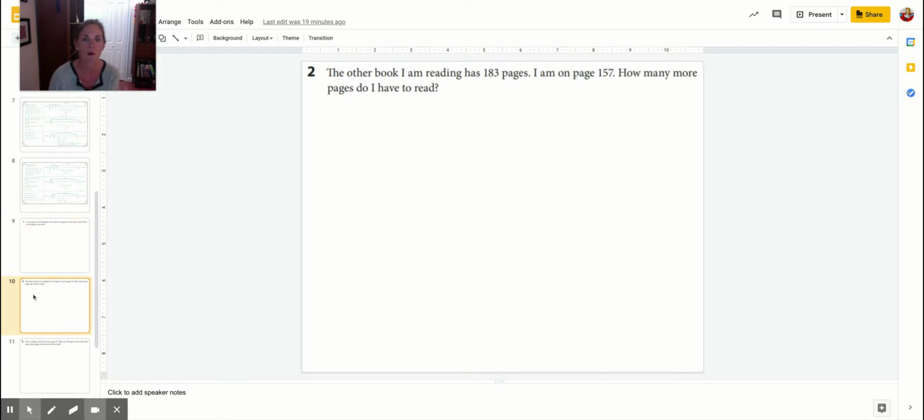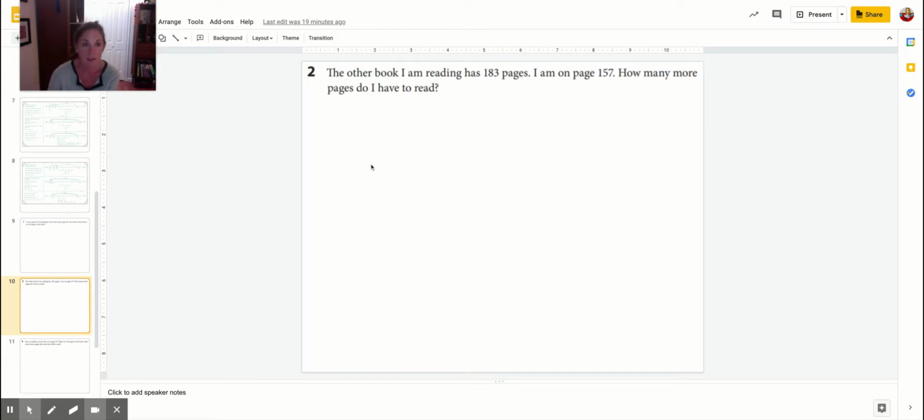Slide 10. So you're going to go ahead and work on that first, and then we can work on it together. You can watch how I can solve it, and hopefully you will have something that I can look at and see how you solved it. The other book I'm reading has 183 pages. I am on page 157. How many more pages do I have to read? Go ahead and pause the video and do this work on the slide or on a piece of paper and add your picture.